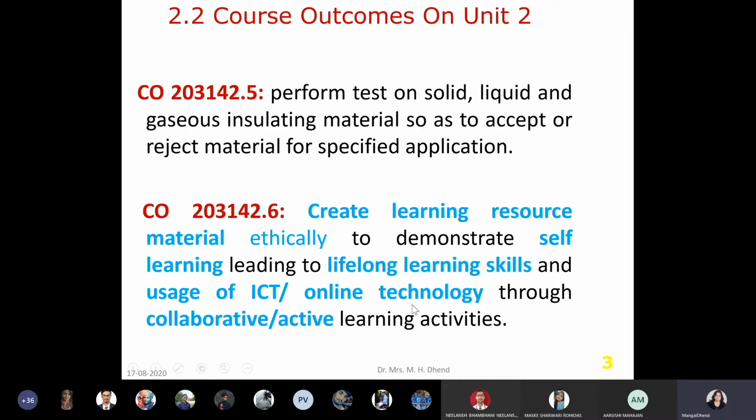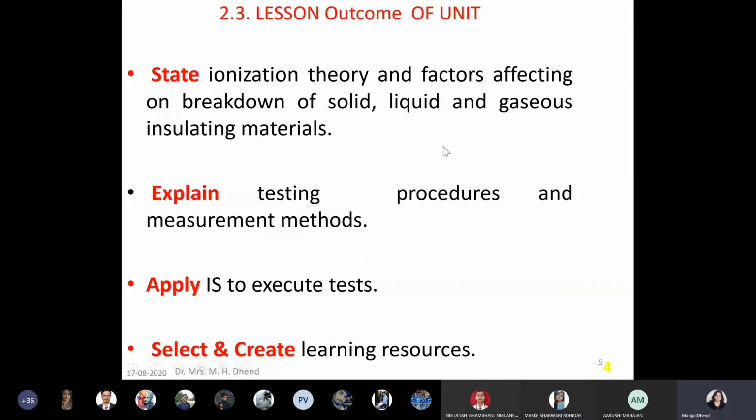So already this was objective. So you have taken this. Only a few students are remaining, so that way we'll see. You should also be able to state ionization theory, the factors affecting the insulating materials of liquid, gases, solid. You will also be able to extend testing procedures and measurement methods, and apply standards to execute tests.